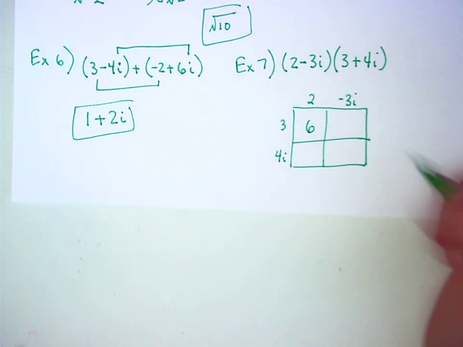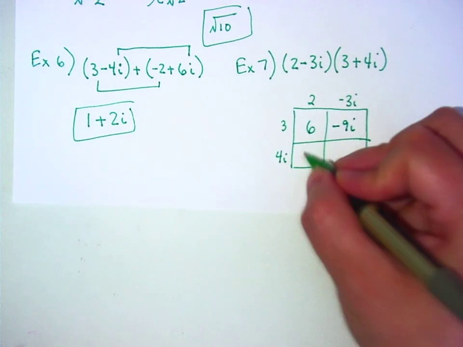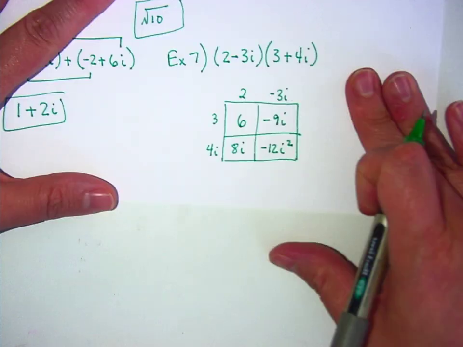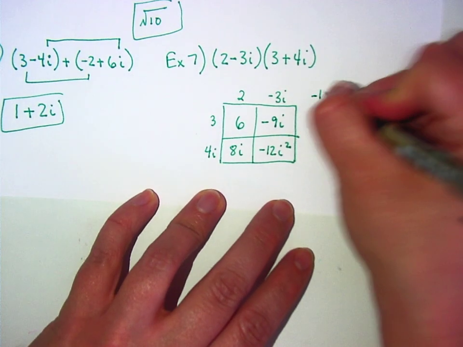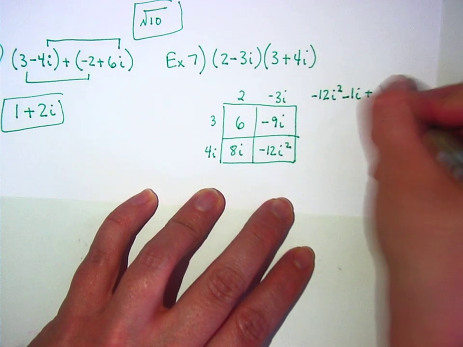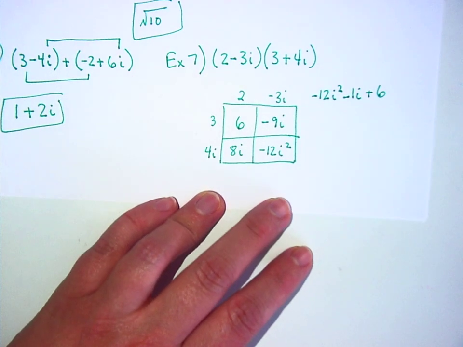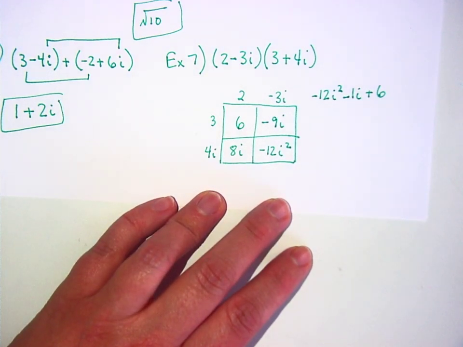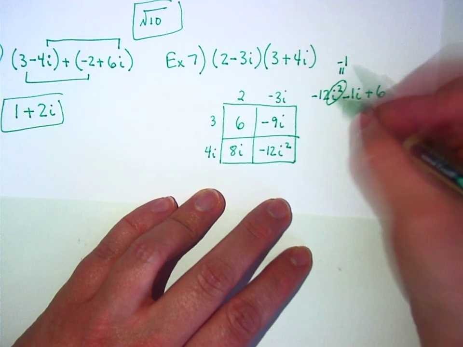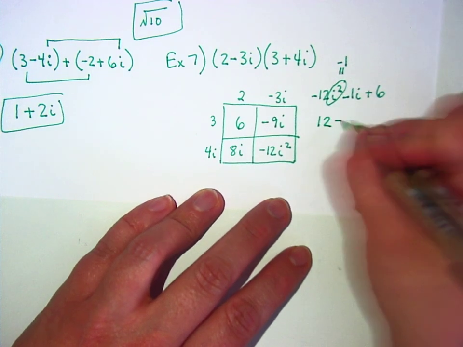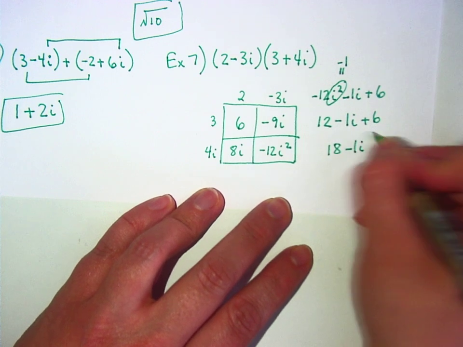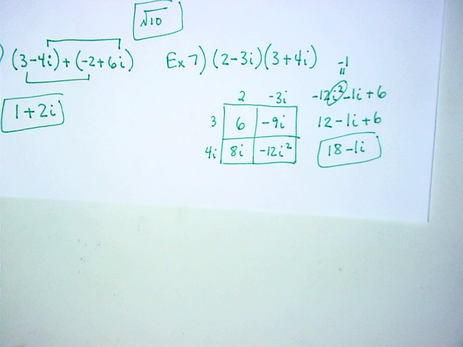All right, 6, negative 9i, 8i, negative 12i squared. So I'm going to write over here, negative 12i squared minus 1i plus 6. Anybody catch the last step we need to do? Gustavo? It's i squared, so it's times negative 1. Right, i squared is the same thing as negative 1. So really this is positive 12, which is 18. Or you could just say minus i instead of writing 1i every time.